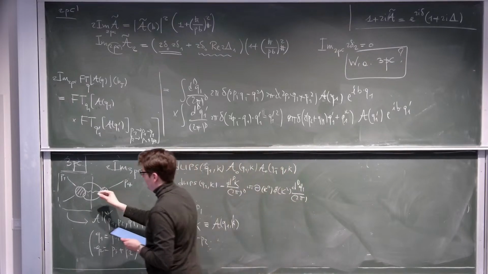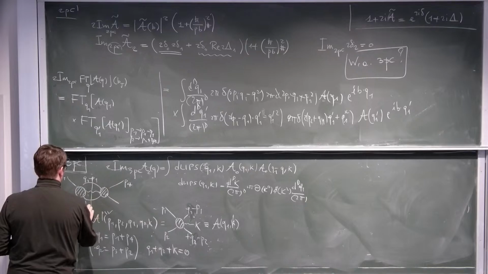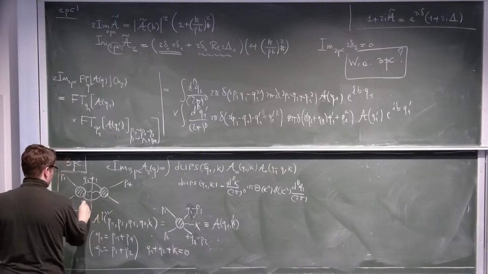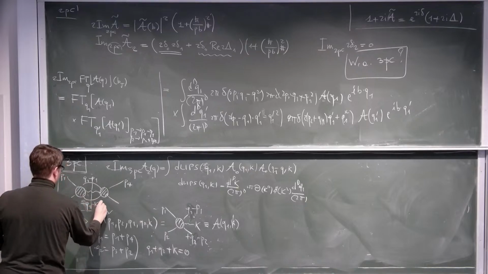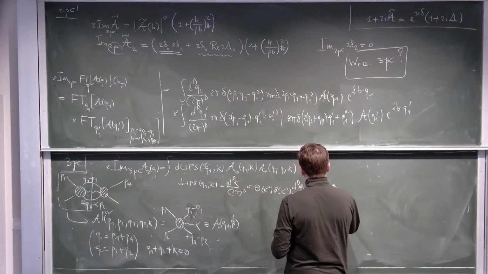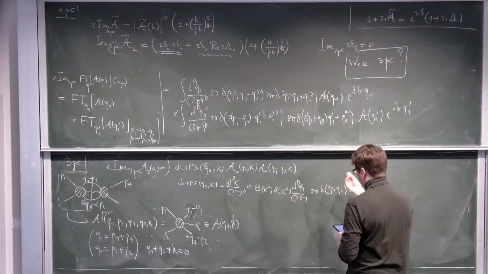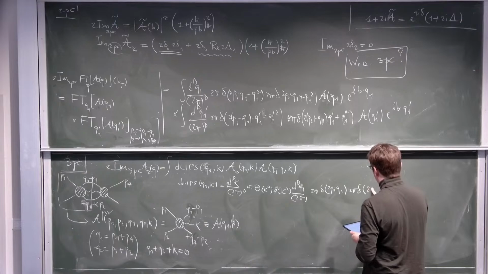So for the two massive lines, right? So Q1 minus P1 and Q2 minus P2, but we can solve Q2 to be minus Q1 minus K. So then this becomes, this is to leading order in the classical and soft limits, or near-forward limits.